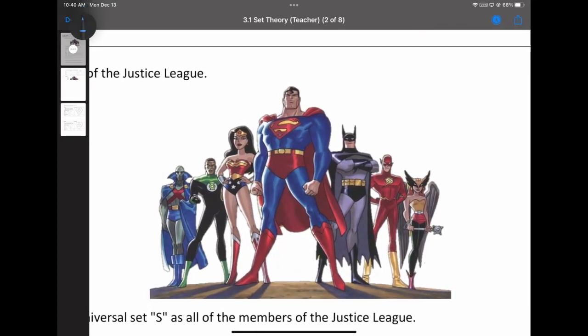And what we'd like to do is just label each of these characters. Now, rather than use their entire names, I'm just going to use the first letter of each name just to make our life a little bit easier. And we're going to consider these the elements of our universal set. The universal set being the members of the Justice League, at least the ones in this picture, since there's been like, I don't know, 8,000 different iterations of the Justice League.